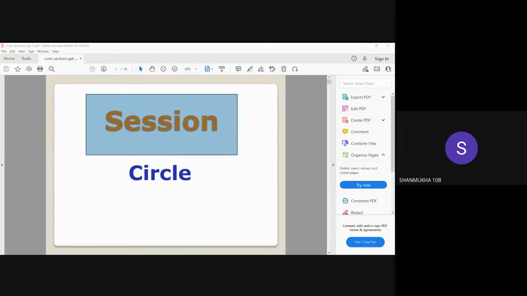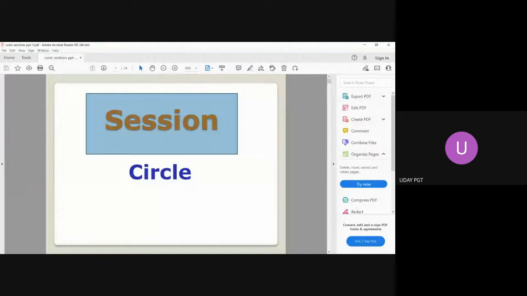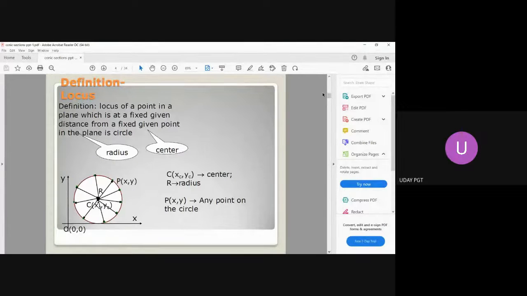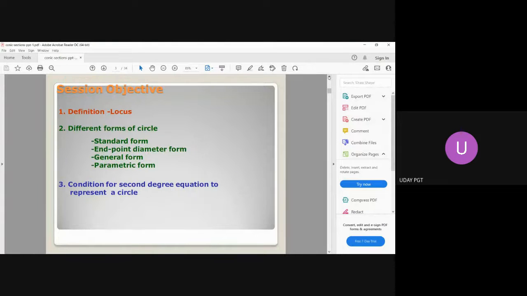Okay. Under the conic sections, the first part, let us see the circles. Can you hear me properly? Yes, sir. Okay. So, what do you know the definition of the circle here?